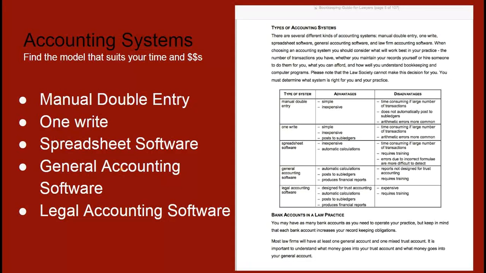From the types of systems, you have the manual double entry, which is very simple and inexpensive, but pretty time consuming, given that you have to ensure you've written down or recorded almost every transaction. There is no automatic posting of ledgers, which are important for your record keeping. And of course, there's the opportunity for manual arithmetic errors.